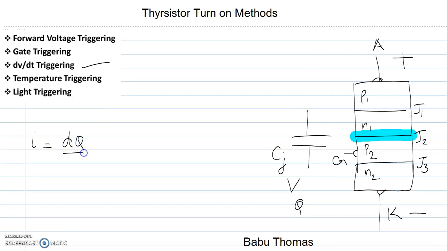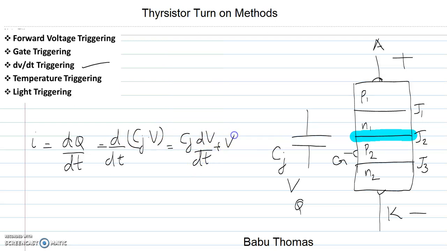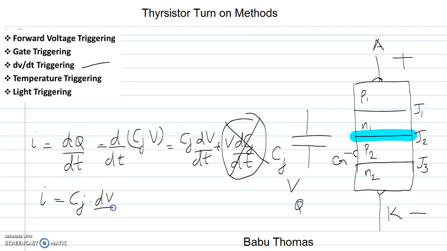dq by dt, but q is nothing but C into V, so it is d by dt of Cj into V. This again we can write as Cj into dV by dt plus V into dCj divided by dt. Now this term can be neglected because the capacitance across the junction is almost constant. So this term will vanish. So at the end I can write I is equal to Cj into dV by dt.